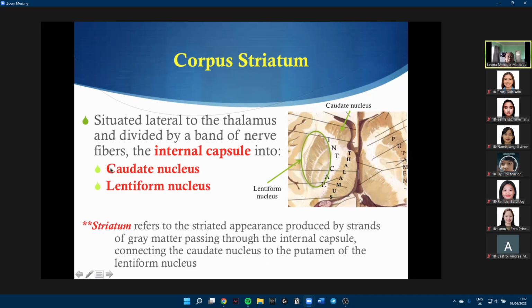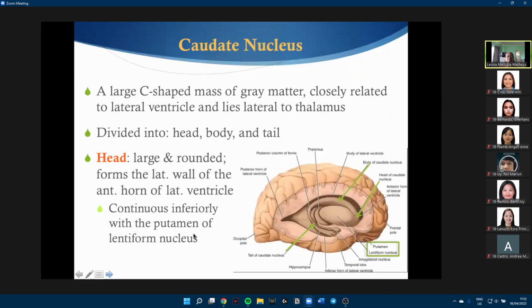Let's take up first briefly the caudate nucleus. So caudate nucleus refers to this C-shaped mass of gray matter, which we will describe in a little while as to its relationship with the lateral ventricle. Also, you may find it lies lateral to your thalamus. You can say that the caudate is divided into three parts. It has a head here, a body, and again a tail.